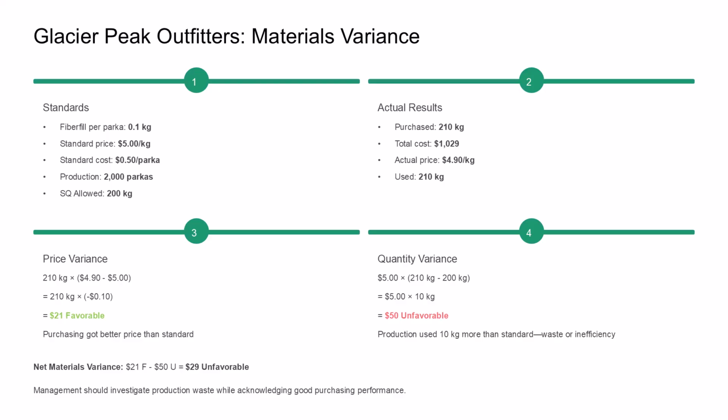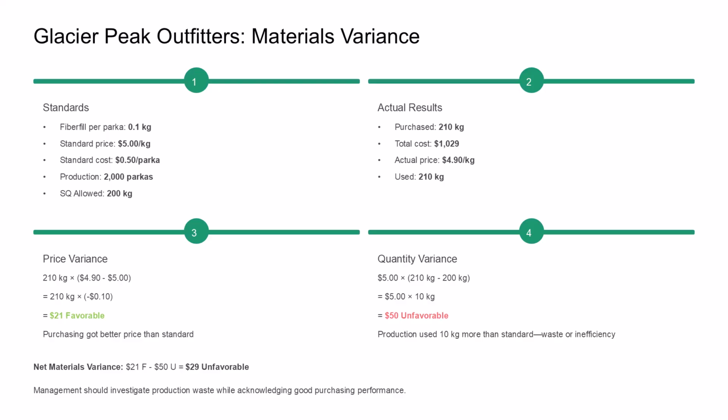Let's calculate the variances. First, the materials price variance. Actual quantity purchased was 210 kilograms. Actual price per kilogram was $1,029 divided by 210 kilograms. That's $4.90 per kilogram. Standard price was $5 per kilogram. Price variance equals 210 kilograms times ($4.90 minus $5), which equals 210 times negative 0.1, equals negative $21. Since we paid less than standard, this is a $21 favorable variance. The purchasing manager did well, got a better price than expected.